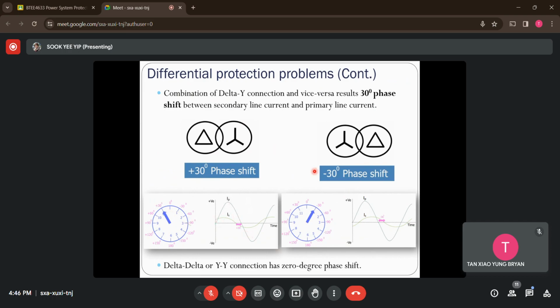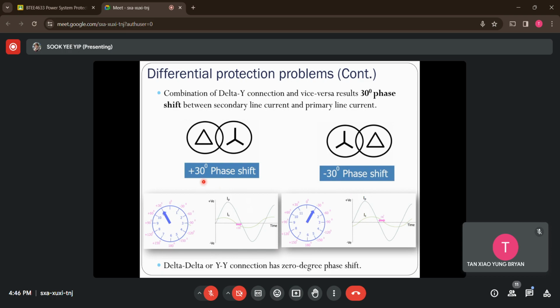So how about the other way around, a Y-delta connection instead. You will see the clock will plot at 1 o'clock, negative 30 degrees. Under this situation, if you see the waveform for both primary and secondary line current, the secondary current now lags behind the primary currents by 30 degrees instead. So as long as there is a different connection at the primary side and secondary side, delta-Y or Y-delta, there is always a 30-degree phase shift.